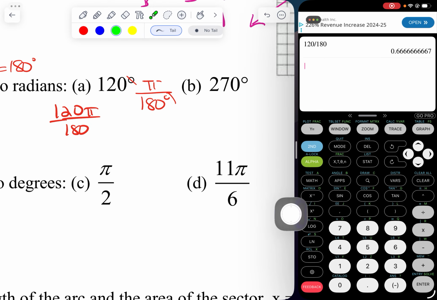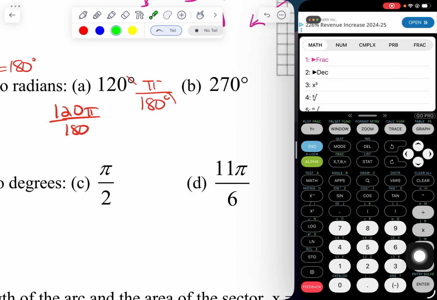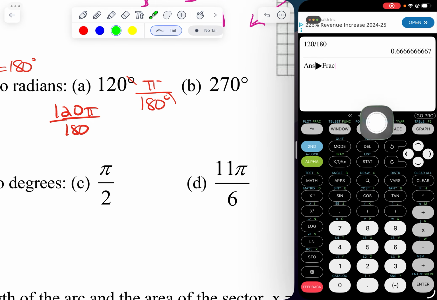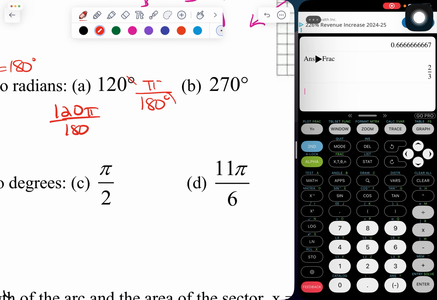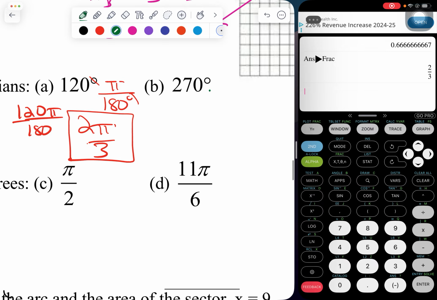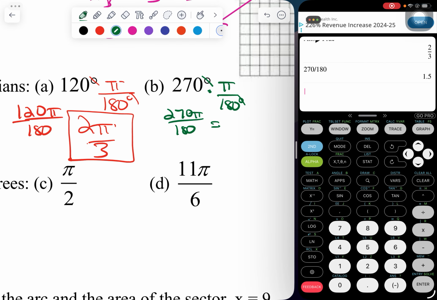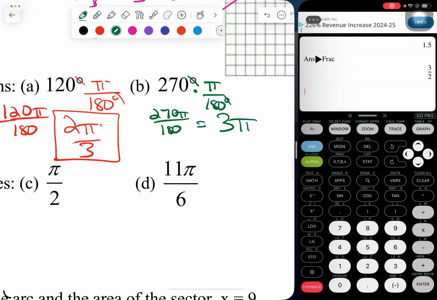I'm going to hit math and then enter. So the math is going to take the last answer and turn it into a fraction. And then enter again, I actually get my fraction. This is 2 pi over 3. If I do part B, same exact thing. We are multiplying by pi over 180 degrees. The degrees are gone, so you're left with 270 pi over 180. So what goes in the calculator? 270 divided by 180. Not a huge fan of the decimal. Math, enter. Ooh, look, I like that better. So 3 pi over 2.